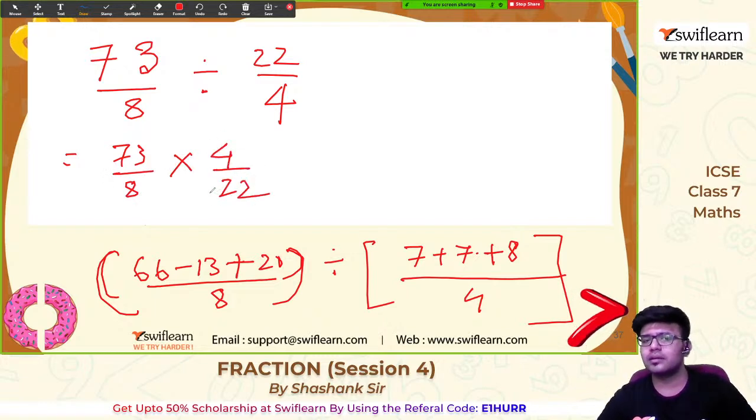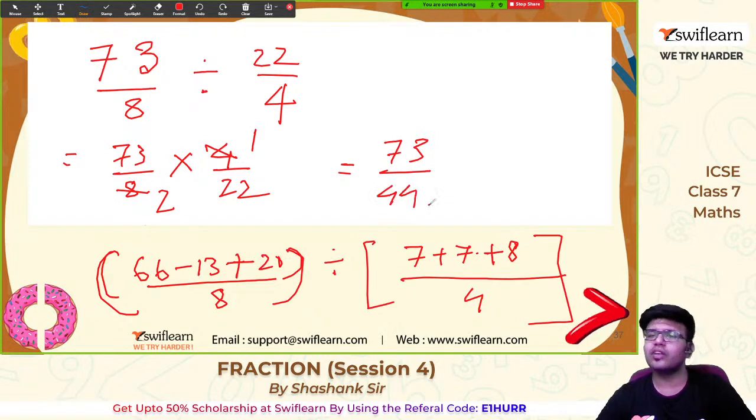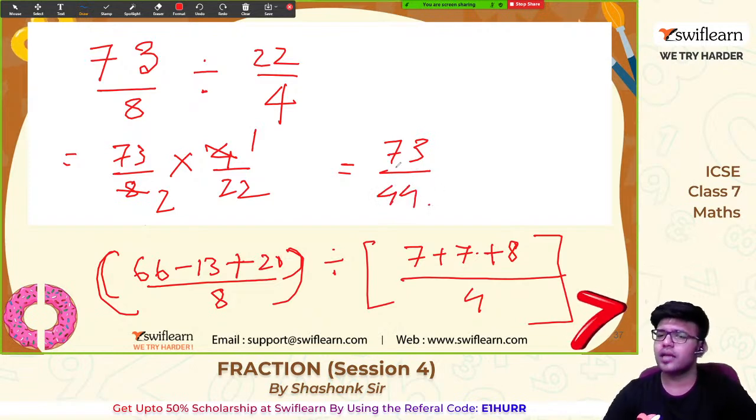Right? Now let us simplify this. 4 ones are 4, 4 twos are 8. Can I simplify this further? I can't see. So 73 times 1 is 73, 22 times 2 is 44. This is the answer, guys. This is how we simplify it.